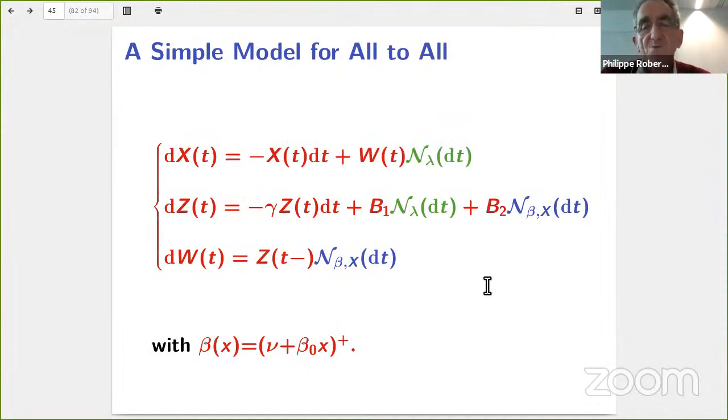So I will take a simple example using one cellular process Z, where you have B1 when you have a presynaptic spike and B2 when you have a postsynaptic spike, and you just look at the time evolution of W as driven by the postsynaptic spike, with the weight of the Z at that time. The activation function is an affine function, nu plus beta 0 x. So nu can be seen as a kind of external input, and beta x is proportional to the membrane potential. So this is a simple example.